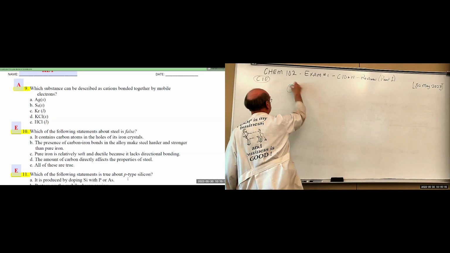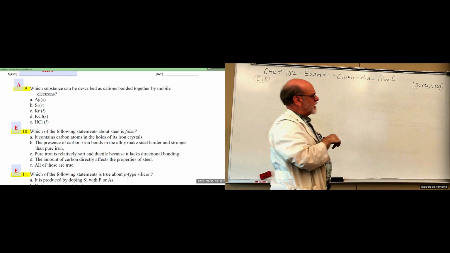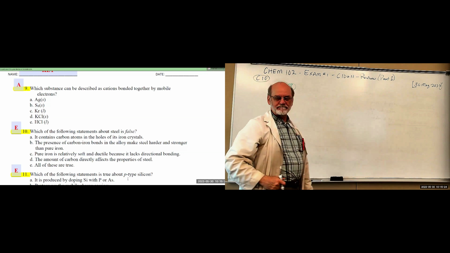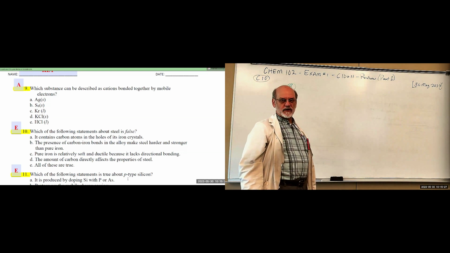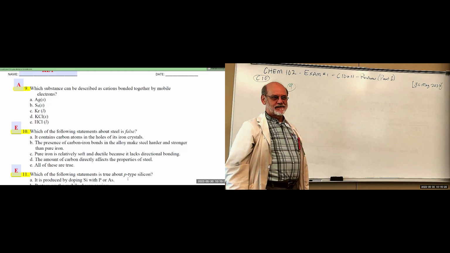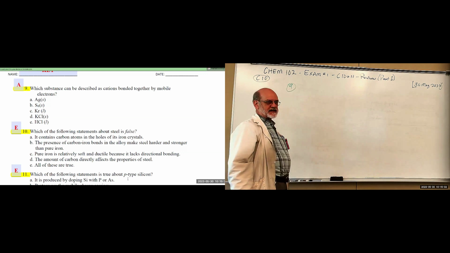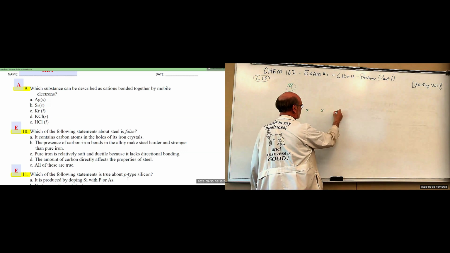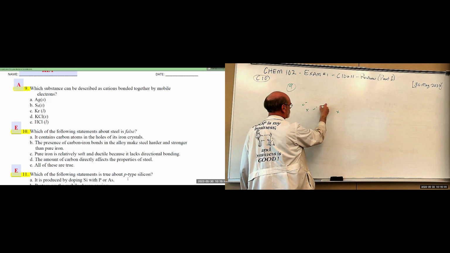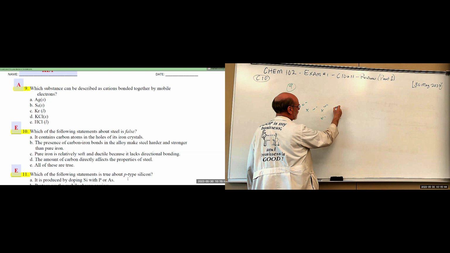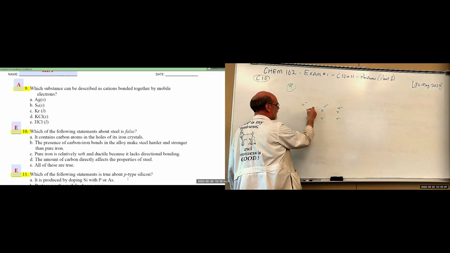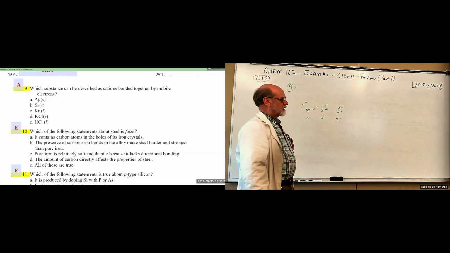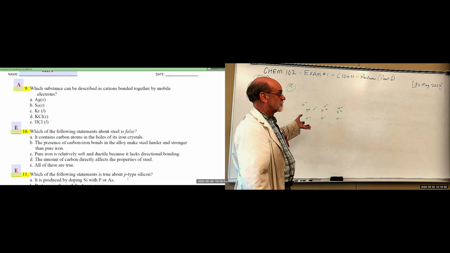9. Which substance can be described as cations bonded together by mobile electrons? Does that bring back any memories? How about the electron sea model for metals? Remember where we had metal atoms, and then we had electrons around them like that, just scattered. And they were kind of like the plum pudding model for the atom. These are cations, and all these electrons can move. So which one satisfies those conditions?